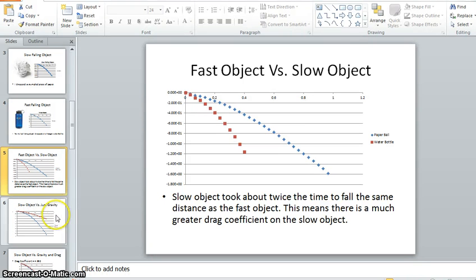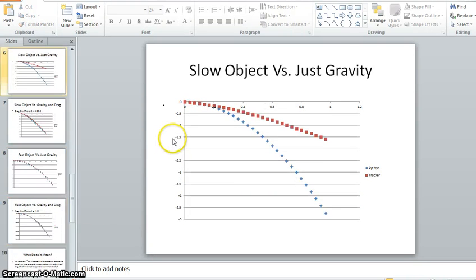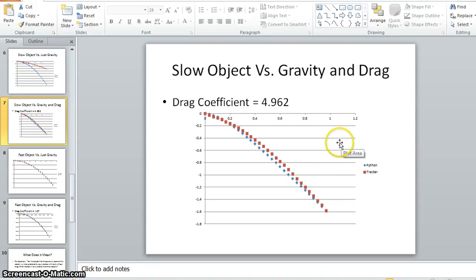And I went to Python and modeled the slow object with just gravity affecting it, and this is my result. See, without drag it falls a lot faster compared to real life. And then this is it with drag. When you model it with drag, it's a much closer match. If you see my drag coefficient, it is very big. Means there's a lot of drag on the crumpled up piece of paper.